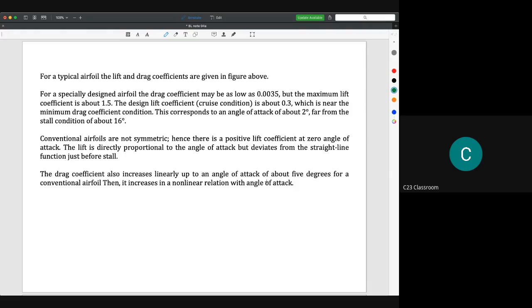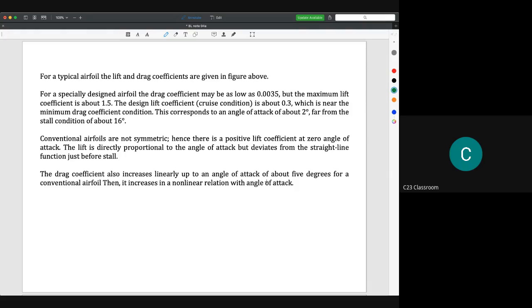So cruise condition means when it's not about the takeoff, it's not at the landing mode. So when you fly the flight, and after everything is steady, so you are cruising, so that's called the cruise condition. So at the cruise condition, the lift coefficient is about 0.3, which is near the minimum drag coefficient condition. This corresponds to an angle of attack of about 2 degrees, far from the stall condition of about 16 degrees.